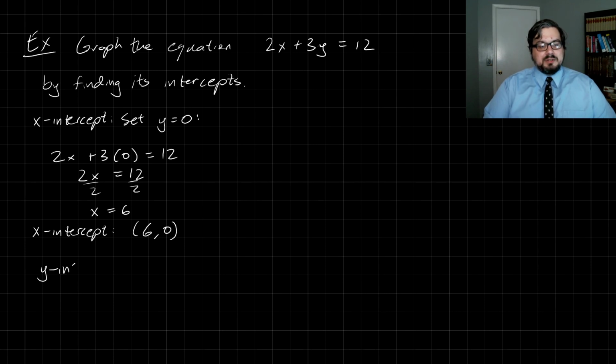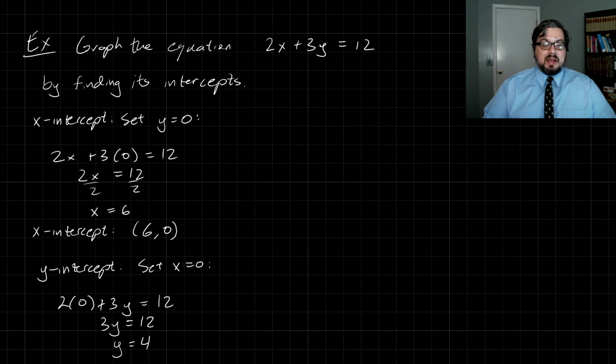Now for the y-intercept, we're going to set x equal to 0. So we'll get 2 times 0 plus 3y equals 12. So 3y equals 12, because we get 2 times 0. Dividing both sides by 3, we get y equals 4. So that tells us that the y-intercept is 0, comma 4.